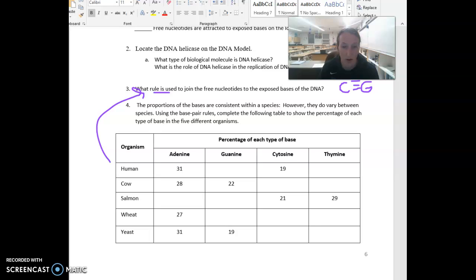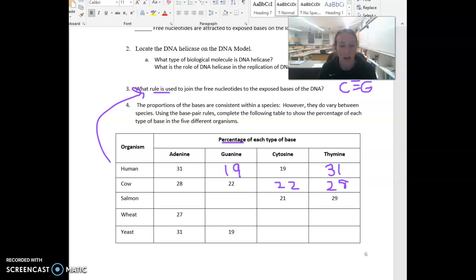Okay, so here we are, the human species. If we have 31 A's, 31 adenines, then we know over here with thymine, we're going to have 31 thymines. They're going to be the same. If we have 19 cytosines, then we know we're going to have 19 guanines. Actually, I'm sorry, I'm referring to these as individuals, but they are the percentage. So over here, if 28% is adenines, then we know 28% is going to be thymines. 22% is guanines, and we know 22% is also going to be your cytosines.